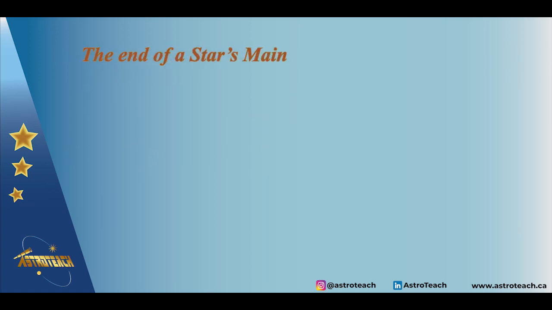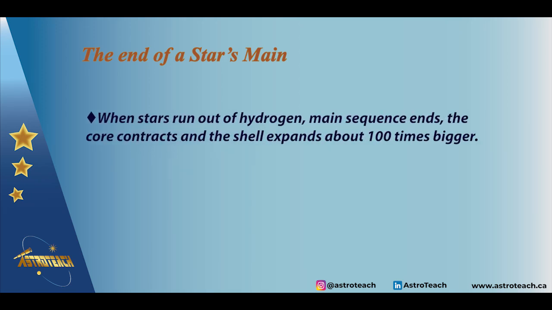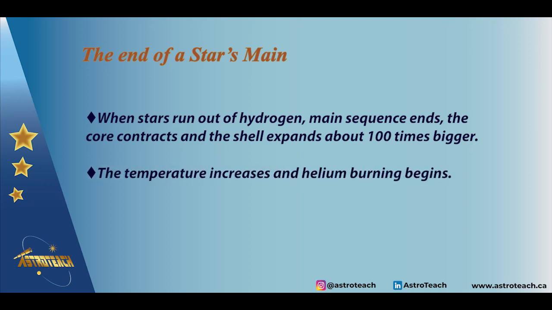And so, what happens when a star's main sequence comes to an end? When stars run out of hydrogen, main sequence ends. The core contracts and the shell expands about 100 times bigger to maintain equilibrium. It takes about 10 billion years for a star with the mass of the Sun to run out of hydrogen. The temperature increases and helium burning begins. And so the process that the star goes through from now on depends on its mass.